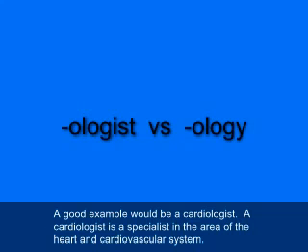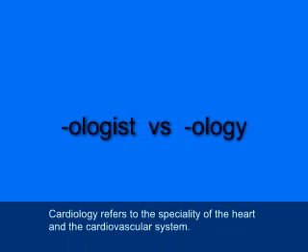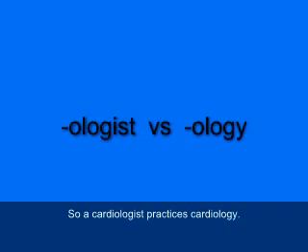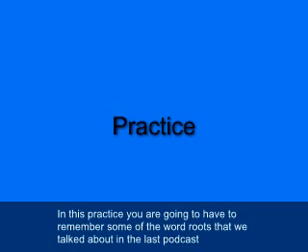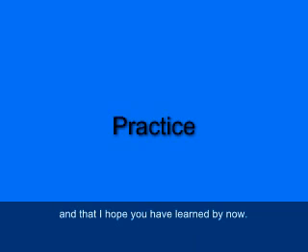A good example would be a cardiologist. A cardiologist is a specialist in the area of the heart and cardiovascular system. Cardiology refers to the specialty of the heart and the cardiovascular system. So a cardiologist practices cardiology. Okay, now we're going to do some practice. And in this practice, you're going to have to remember some of the word roots that we talked about in the last podcast and that I hope you've learned by now.